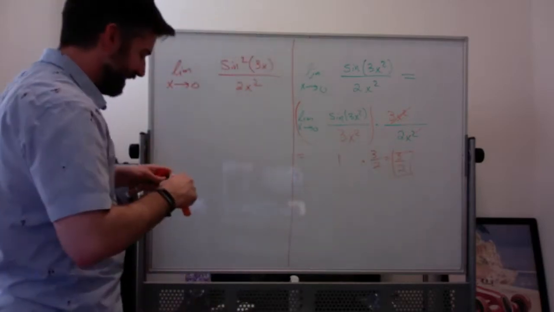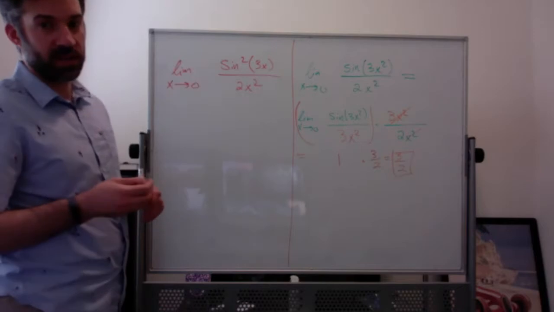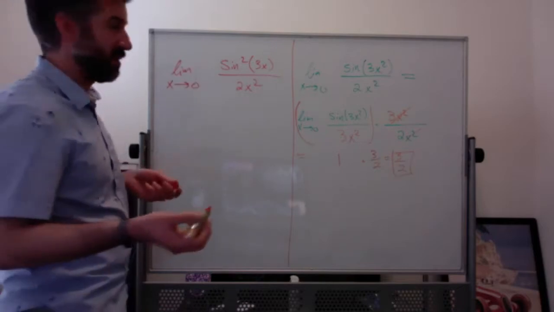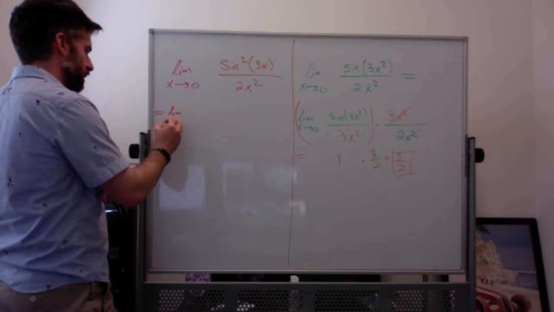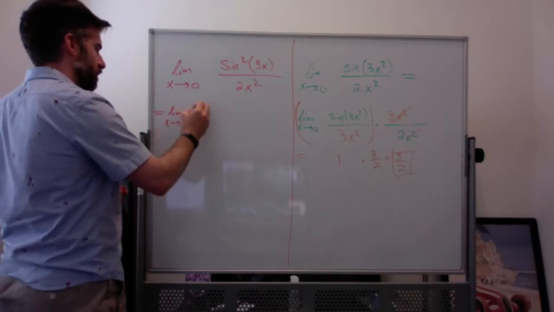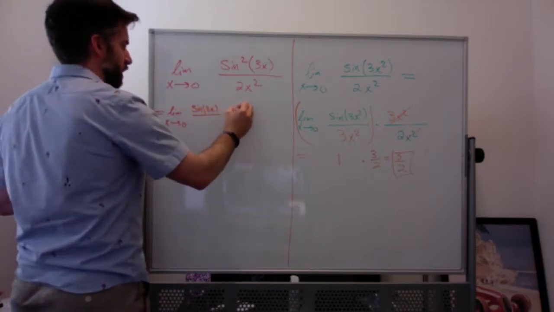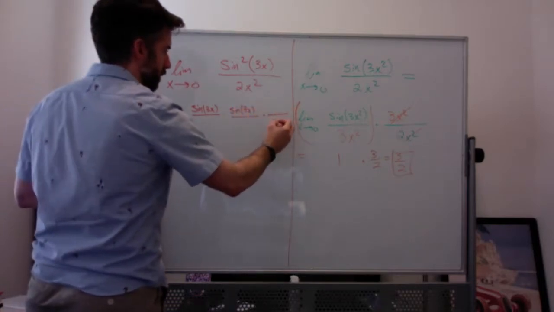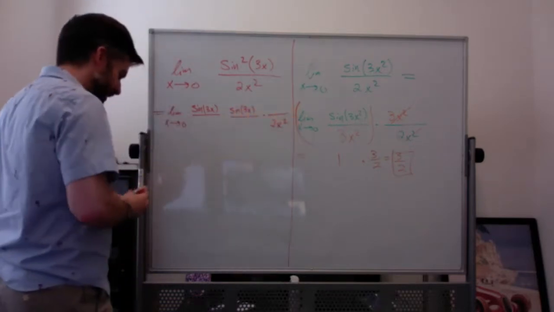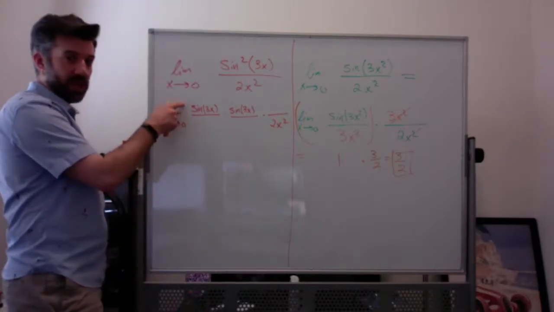This problem is not the same problem. Sine squared of 3x means sine of 3x times sine of 3x. So I actually like to write this one out as the limit as x goes to 0 of sine of 3x over blank times sine of 3x over blank times blank over 2x squared. And now I'm going to ask the same sort of question. What do I wish was beneath sine of 3x here?